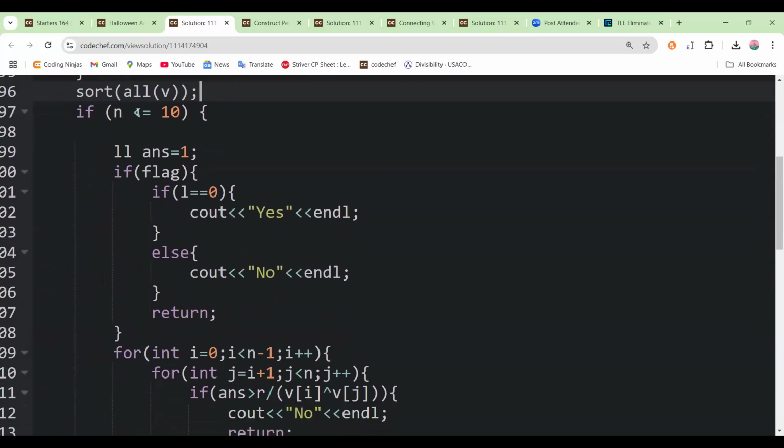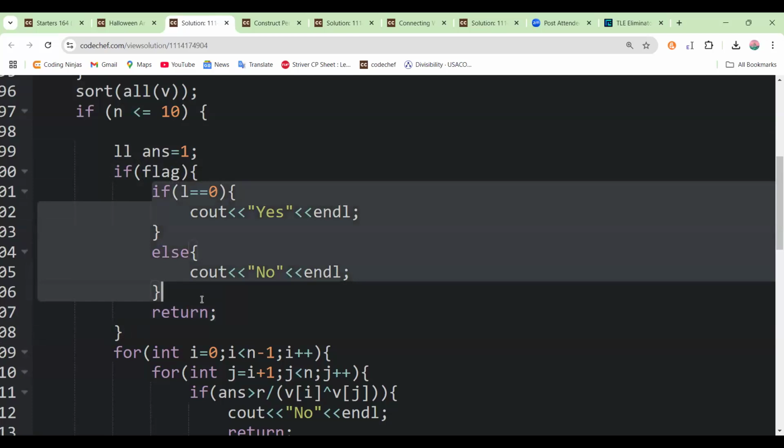So I just took a safe case of n less than or equal to 10. If this is the case, I initialized my answer to 1, first of all. And first of all, I am dealing with the duplicate elements. So if the value of flag is true, this means I have a duplicate element. Then if the value of L is 0, only then I am printing yes, because the range L, comma R should include 0. And for that to include 0, the value of L should be 0, right? So if L is 0, I am printing yes, else I am printing no. And I am returning after handling the duplicate cases.